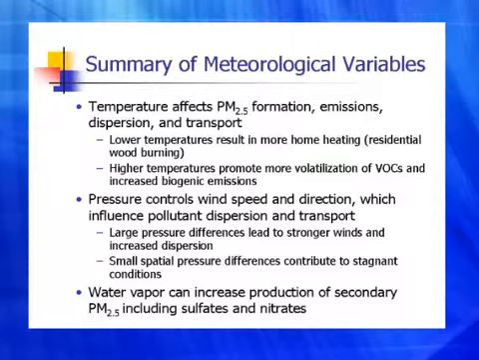Pressure is important because it controls wind speed and direction, which influence pollutant dispersion and transport. Large pressure differences lead to stronger winds and increased dispersion, while small spatial pressure differences contribute to stagnant conditions. And finally, water vapor can increase the production of secondary PM2.5, including sulfates and nitrates. So what's next? The following sections will cover meteorological phenomena, including large-scale pressure patterns, regional and local winds, fronts and air masses, stability and mixing, and clouds, fog, and precipitation.